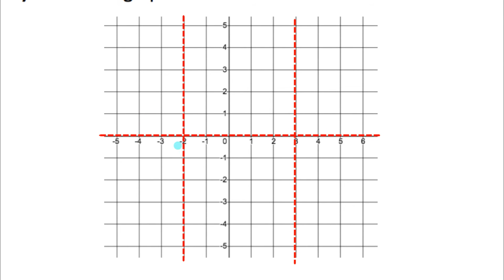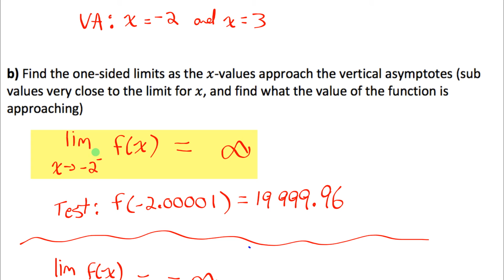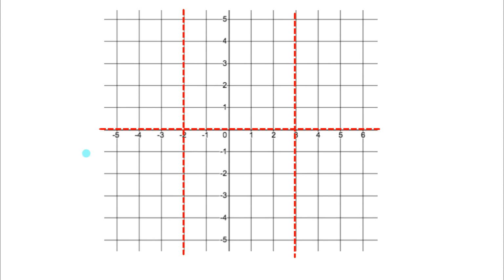So where's the function before an x value of negative 2? Well, let's look at the one-sided limit as x approaches negative 2 from the left of it. As x approaches negative 2 from the left, the y values are going to infinity, which means the function must look like this. It must be going up to infinity as we get closer to negative 2 from the left of it. And we know that as x goes to negative infinity, the function is approaching that horizontal asymptote, which is why I have it getting closer and closer to that horizontal asymptote there.